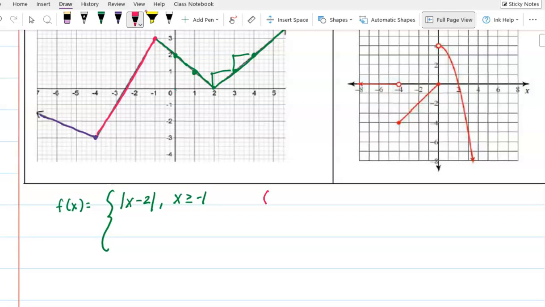The red function has the points negative 4, negative 3, and then negative 1 and 3. I don't know how it became so blurry. And if I find the slope from there, negative 3 minus 3 over negative 4 plus 1, so we have negative 6 over negative 3. Slope is 2.